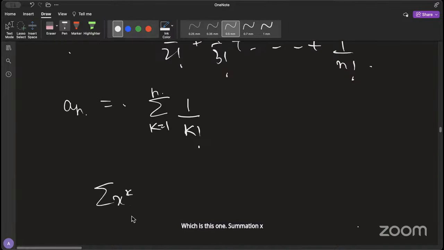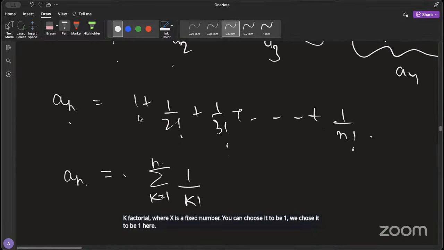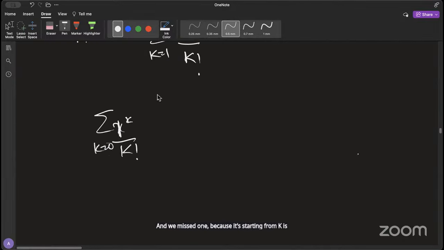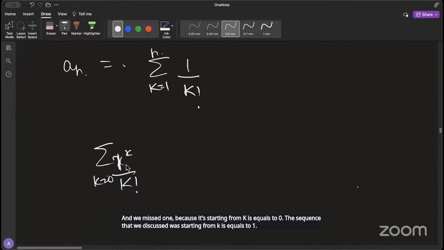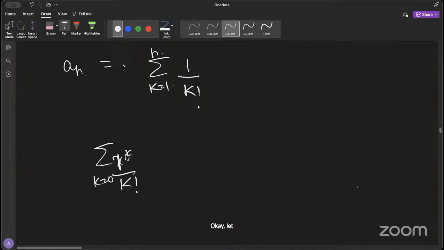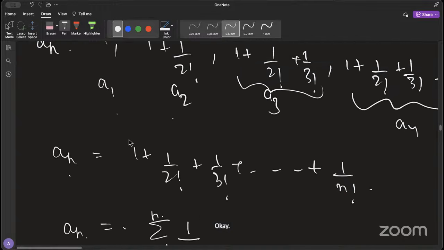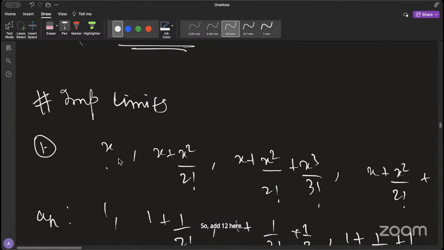Summation x to the power k by k factorial, where x is a fixed number. You can choose it to be 1. We chose it to be 1 here. And we missed 1 because it's starting from k is equals to 0. The sequence that we discussed was starting from k is equals to 1. Okay, let's forget that too. So add 1, 2 here. You can take x to the power 0 by 0 factorial plus x to the power 1 by 1 factorial.